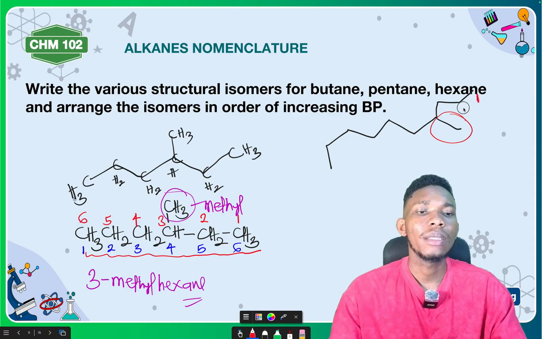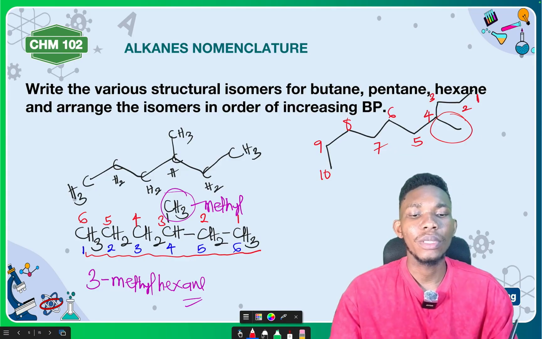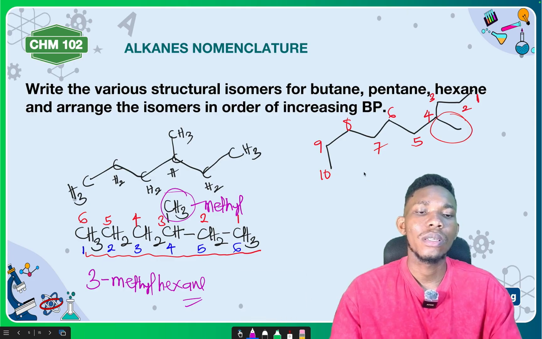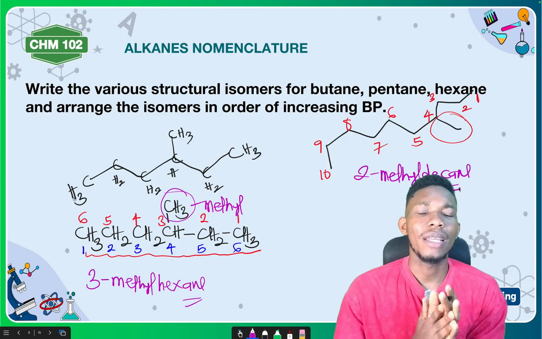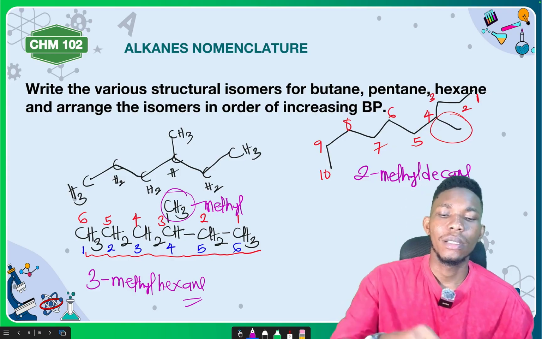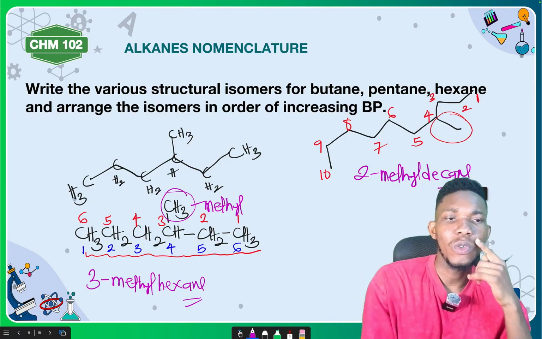So here becomes 1, 2, 3, 4, 5, 6, 7, 8, 9, 10. 10 is what? Decane. At position number 2, you have what? You have a methyl substituent there. So this gives us 2-methyl, and then here is what? Decane. It's a very simple something, right? 2-methyldecane. All right? So that is that for that particular one.